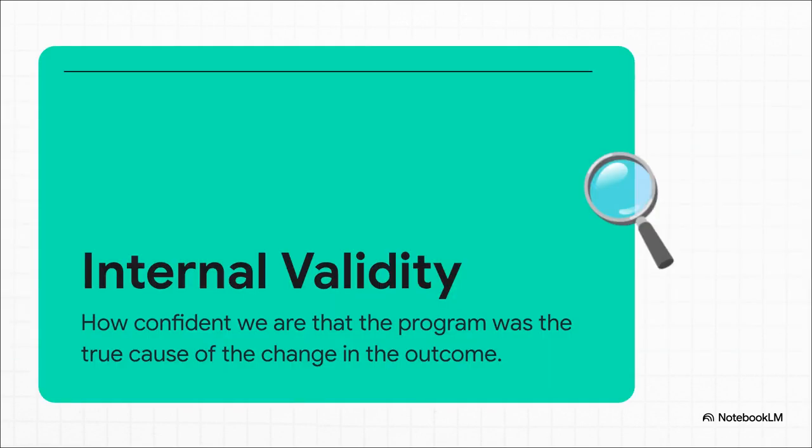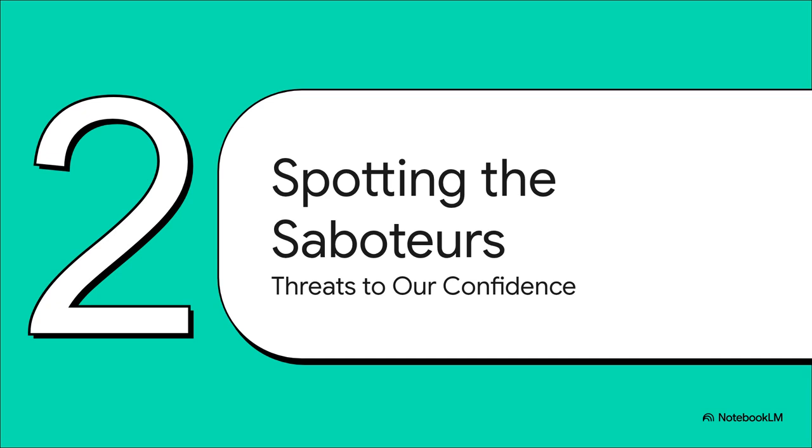And all of this leads us to a really important term, internal validity. The best way to think about this is like a confidence score for our study. If you have high internal validity, it means you're super confident that your program, and nothing else, caused the change you saw. Low internal validity, on the other hand, means your conclusion is pretty shaky, and something else could easily be the real cause. So, if internal validity is our confidence level, what knocks it down?